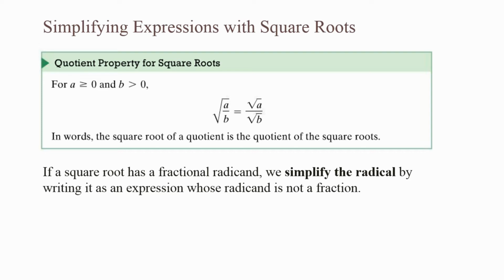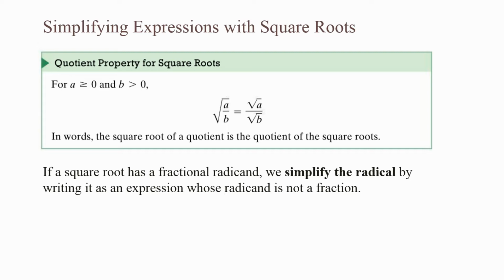Simplifying expressions with square roots. Quotient property for square roots. For a greater than or equal to 0 and b greater than 0, the square root of a over b is equal to the square root of a divided by the square root of b. In words, the square root of a quotient is the quotient of the square roots.